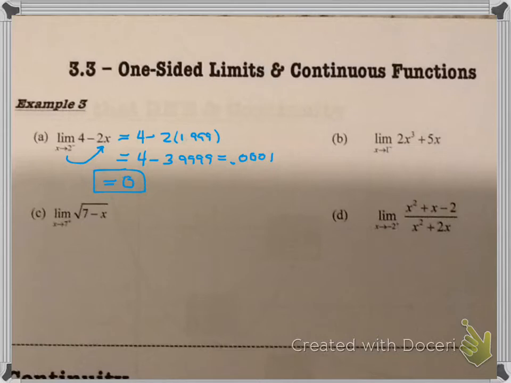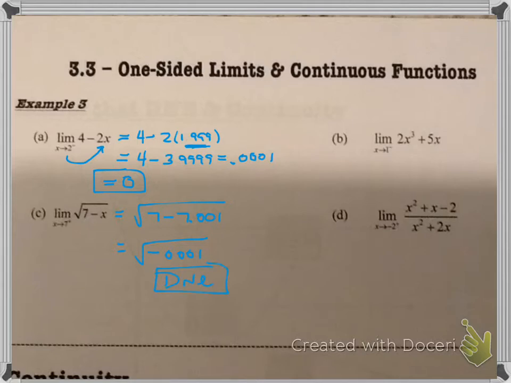So a lot of people ask, well then why would you show it like this? Well, here's why. Look at example 3c. If you were to plug in a number a little bit higher than 7, so let's say the square root of 7 minus 7.001, the problem here is you would get a negative 0.001. And as we know, you cannot take the square root of a negative, so this limit would not exist.